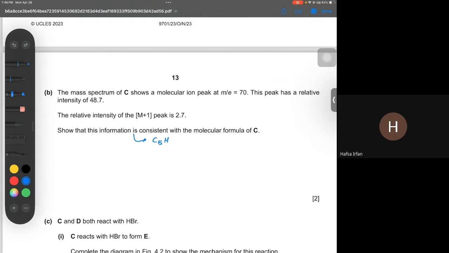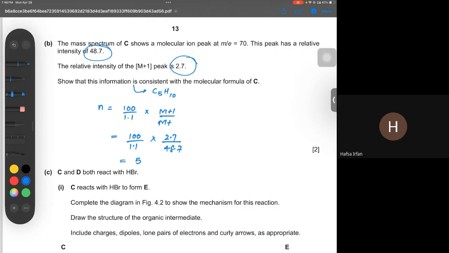So when I calculate the number of carbon atoms, I should get 5. So n equals 100 over 1.1, that's the formula, multiplied by M plus 1 peak divided by M peak. So 100 over 1.1 multiplied by the M plus 1 peak, 2.7, divided by the M peak, that is 48.7. So of course I would be getting 5. Simple.